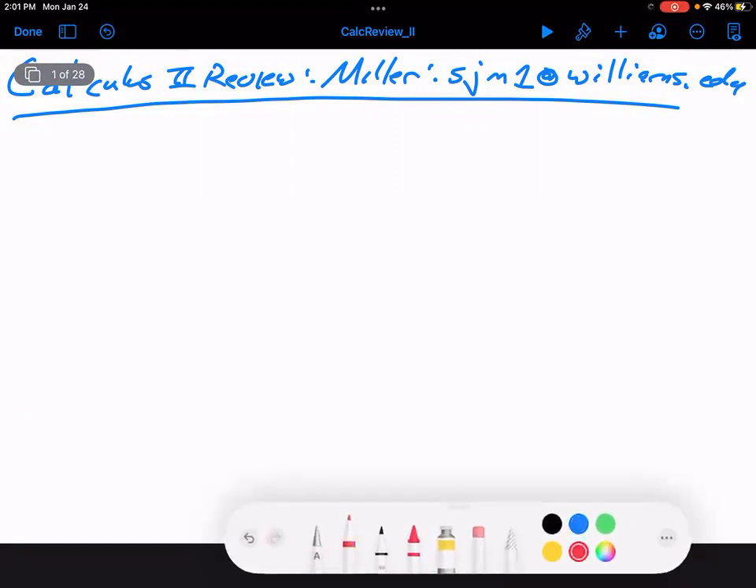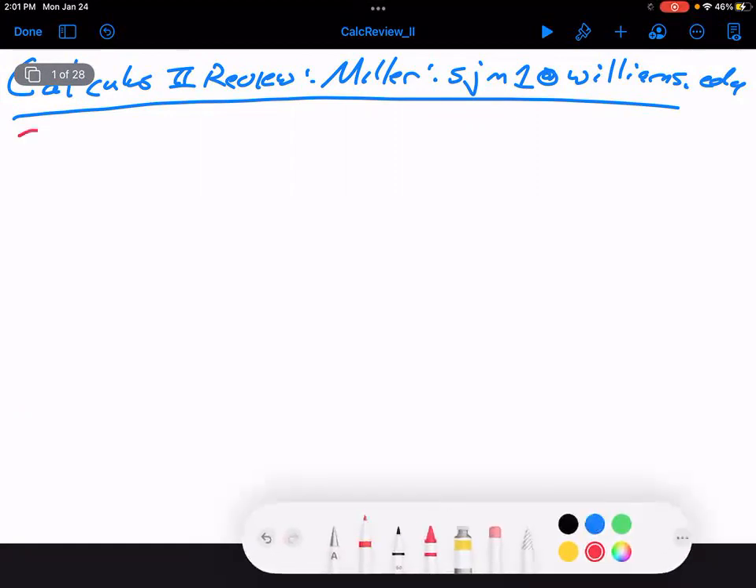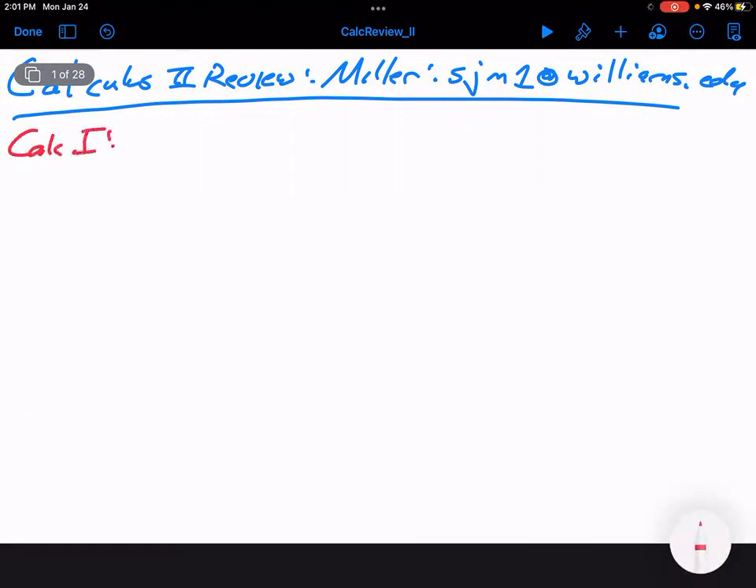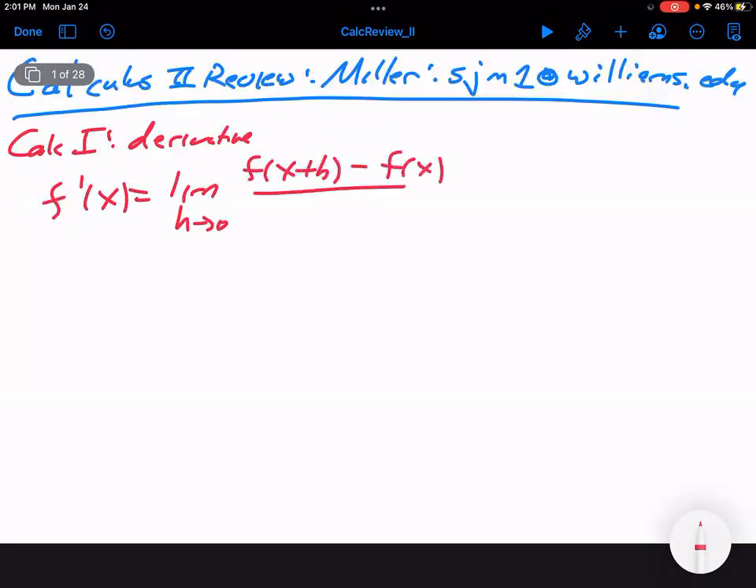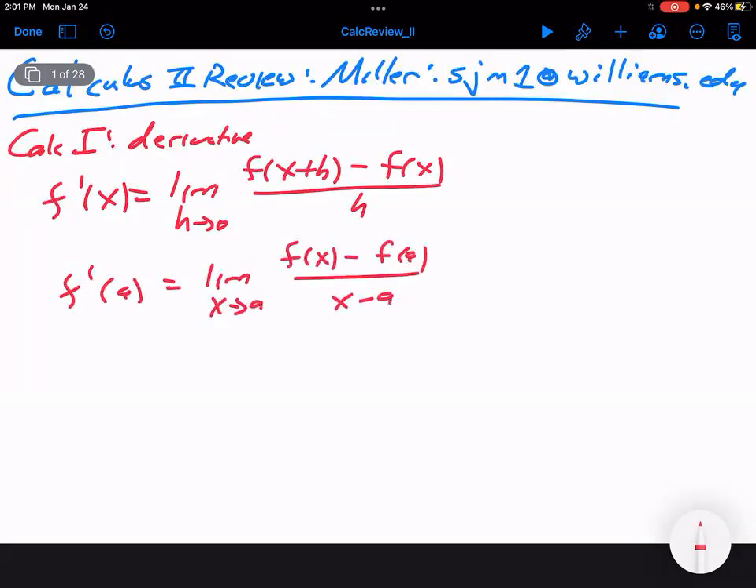Well, calculus has 2 main branches. In Calc 1, we mostly look at the derivative. And the derivative is defined as, given some function, f prime of x is the limit as h goes to 0 of f of x plus h minus f of x over h. Sometimes we write it as f prime of a is the limit as x goes to a of f of x minus f of a over x minus a.